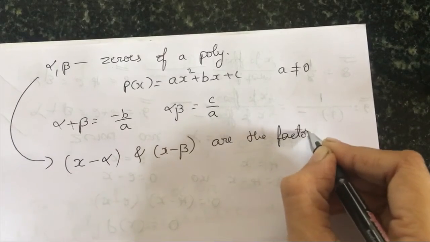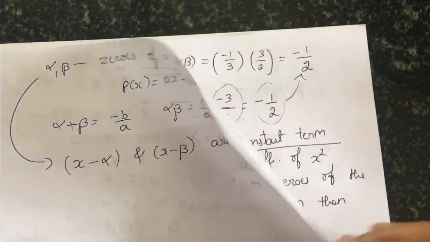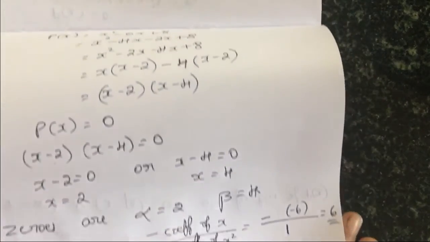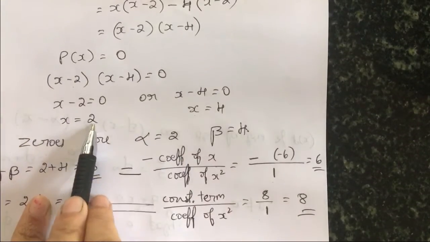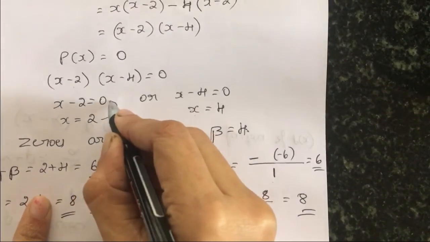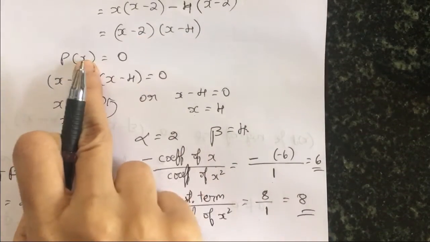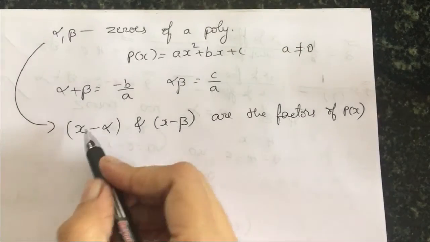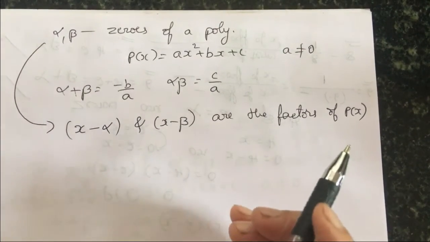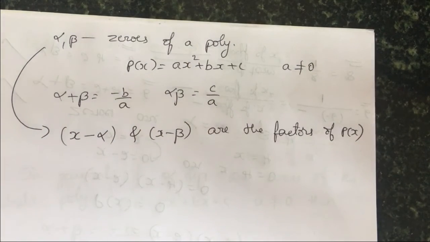Do you agree? Factors of the polynomial p of x. See, when I got x equal to 2, x equal to 4, alpha equal to 2, beta equal to 4, then what does it mean? You go back: x minus 2 equal to 0. What is x minus 2? It is a factor of the polynomial p of x, right? So if alpha and beta are given to you as zeros of a polynomial, then you can directly say that x minus alpha and x minus beta are the factors of the quadratic polynomial.